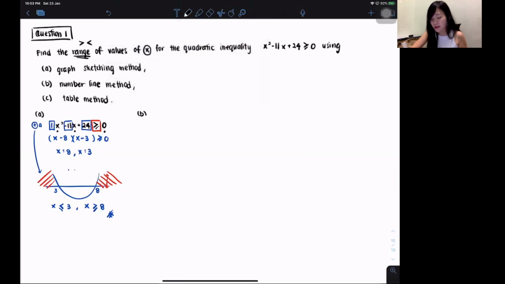Let's go on with B. Okay, B, they say what? Now they also want you to solve, same like A. But now they want you to use another method called the number line method. This number line method is very alike the A method, so that's why I teach you A first. You master the A method, B very easy, right?